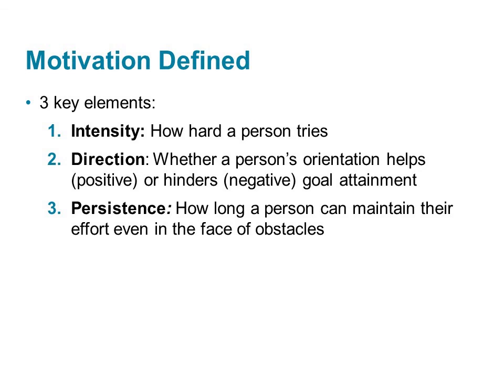Intensity is concerned with how hard someone tries to do something. This is the element that most of us focus on when we talk about motivation. Direction is the orientation that benefits the organization. A positive direction helps organizational goals. A negative direction hinders their ability to meet these goals. Persistence is a measure of how long a person can maintain their effort over time. Highly motivated people can stay with a task until they finish it.